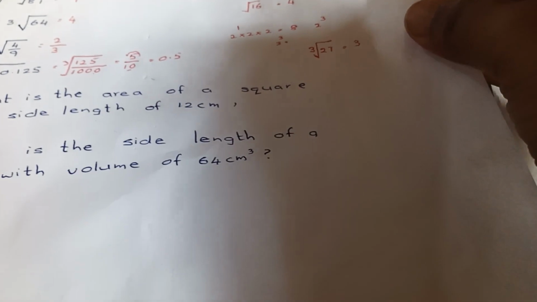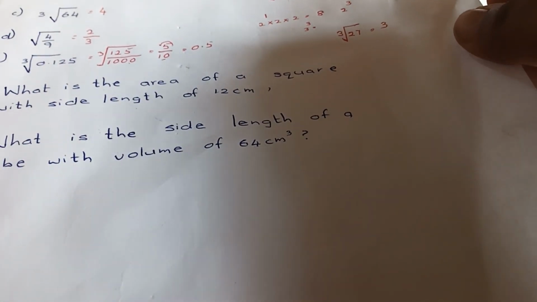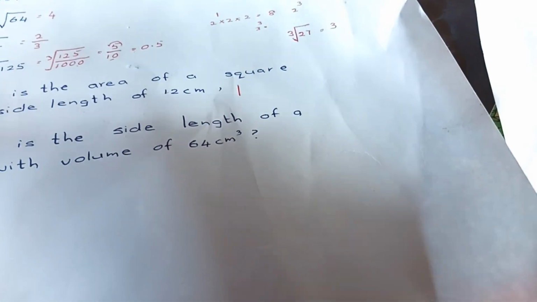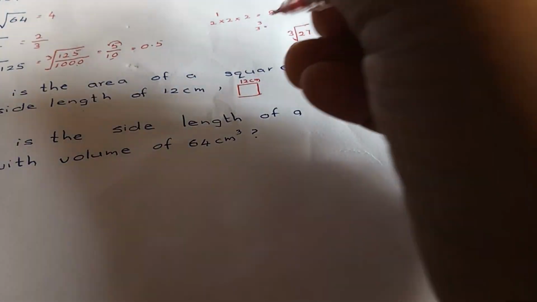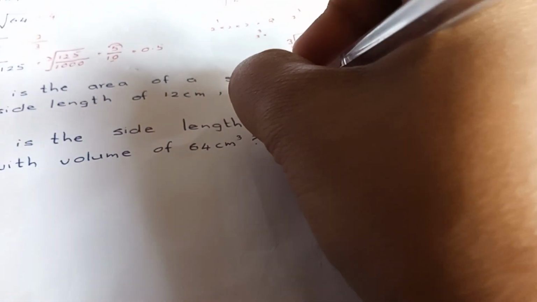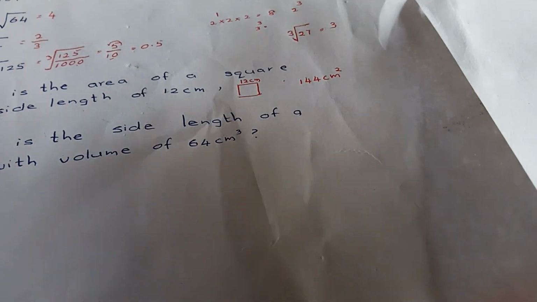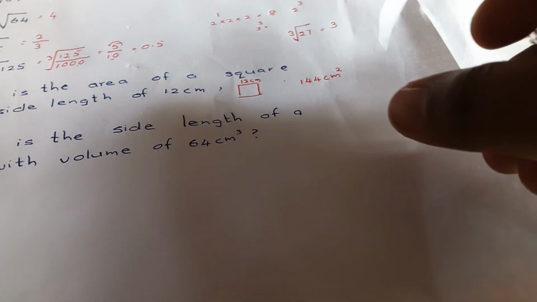Okay, the next one. What is the area of a square with side length of 12 centimeters? The square's side length is 12 centimeters. So how to find the area of the square? You have to multiply length by width. 12 times 12 is 144 square centimeters. The area of the square is 144 square centimeters.